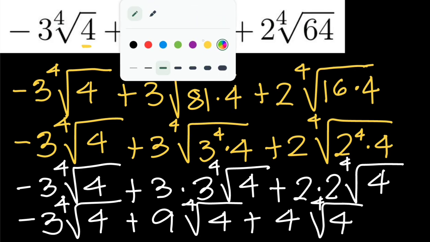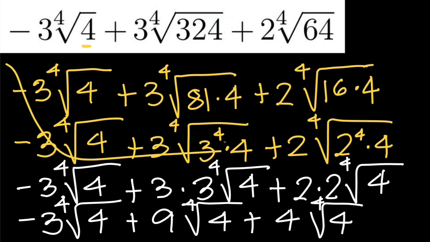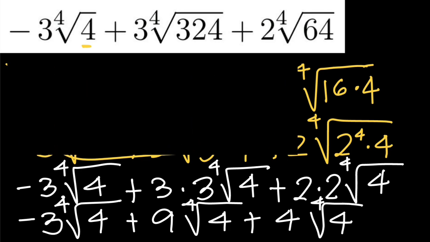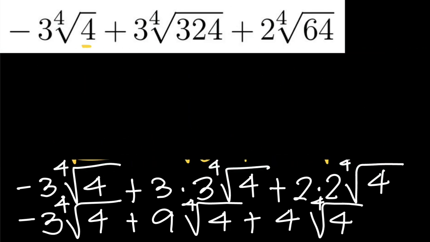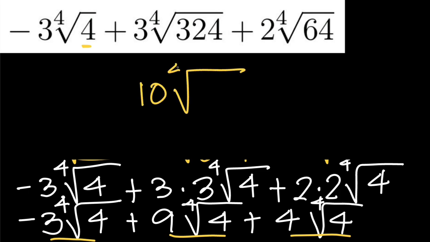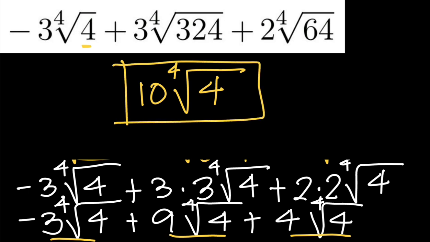And now we can group like terms. Since all of the terms here are alike, we can just simply add them. Okay, so we add negative 3 plus 9 plus 4. So that is 13 minus 3. So that is just 10 fourth root of 4. So this is now our final answer.